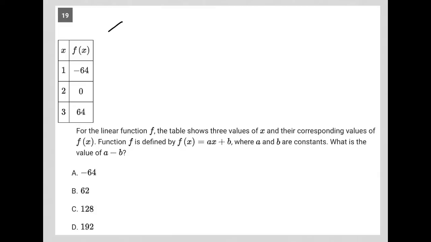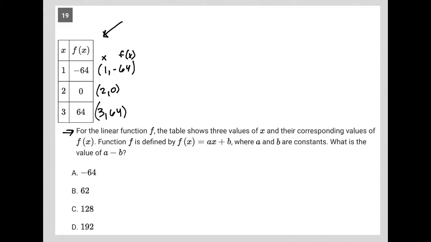So this question starts off by providing us with an XY table. We have these ordered pairs here, 1 comma negative 64, right? In other words, when x is equal to 1, f of x is equal to negative 64. We also have 2 comma 0, and we have 3 comma negative 64. The question goes on to say for the linear function f, the table shows 3 values of x and their corresponding values of f of x.